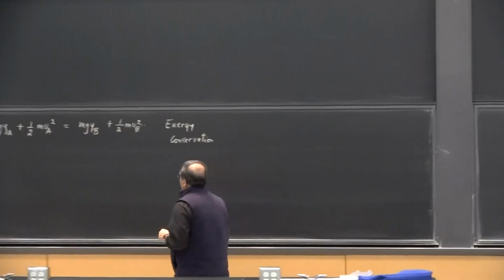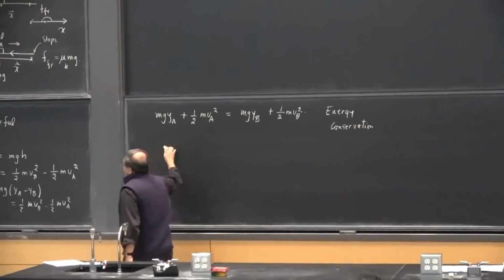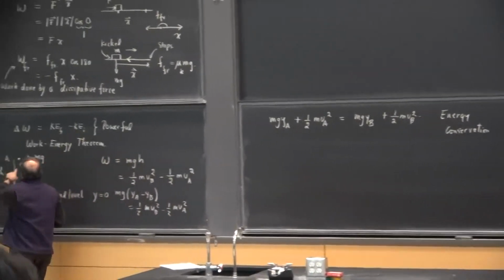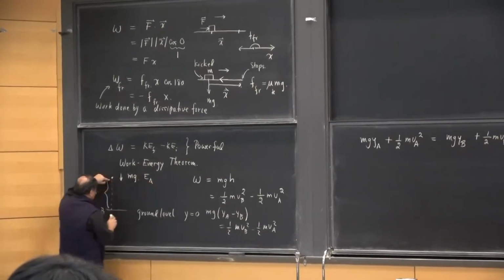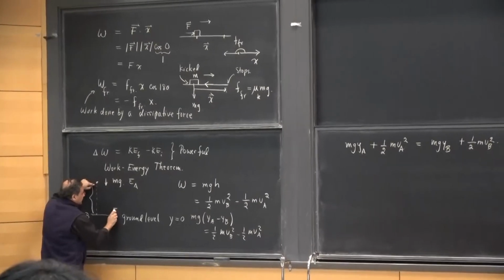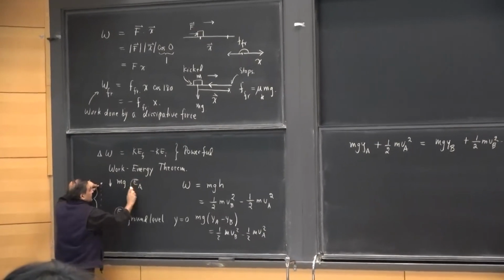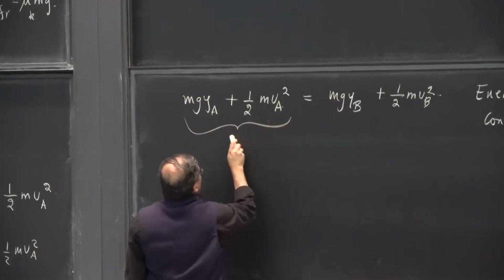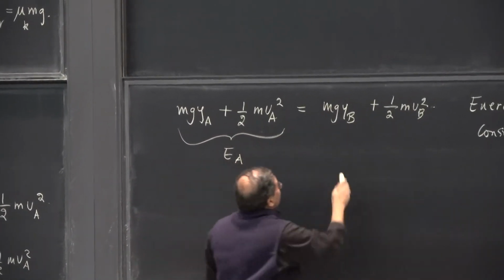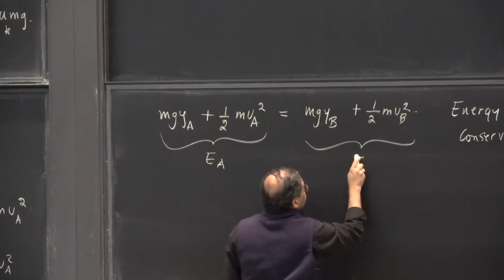So we are not going that deep, but in this case we are saying that the total energy that the system had at A, so let's call it EA, and the total energy the system had at B, EB, they must be the same because energy is conserved. So in other words, this is the total energy EA and this is the total energy EB.